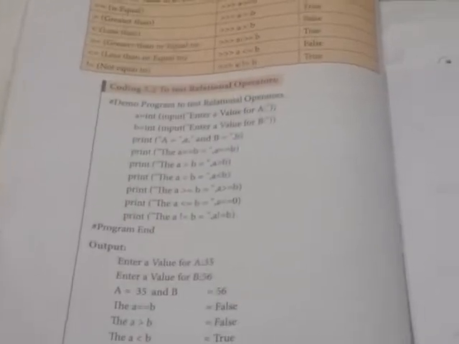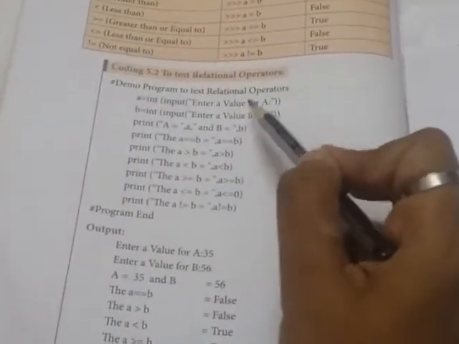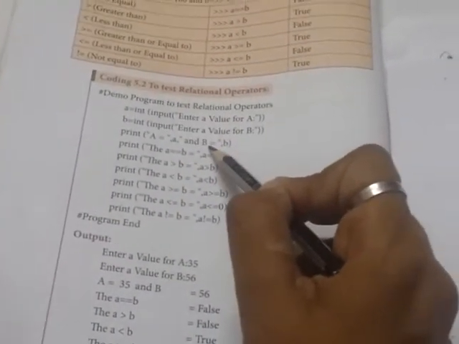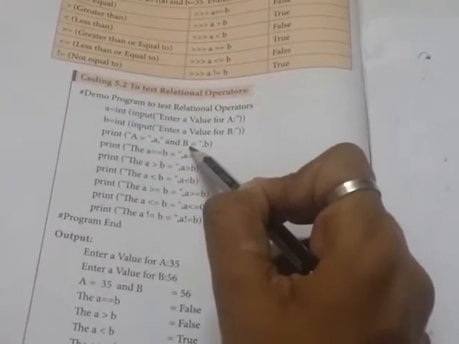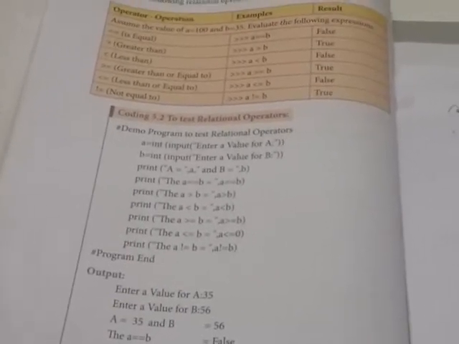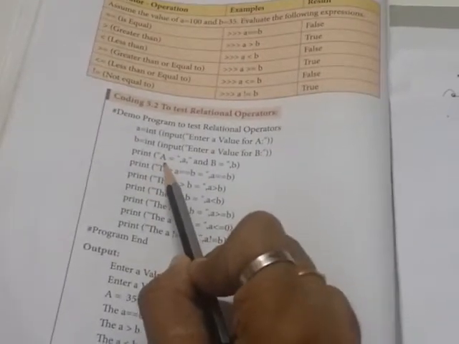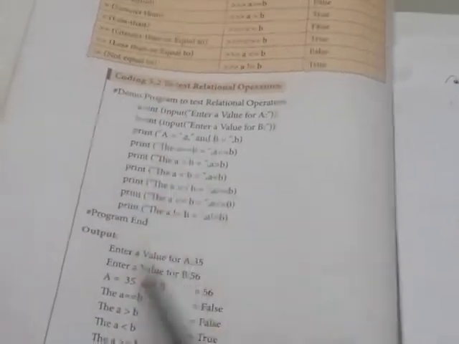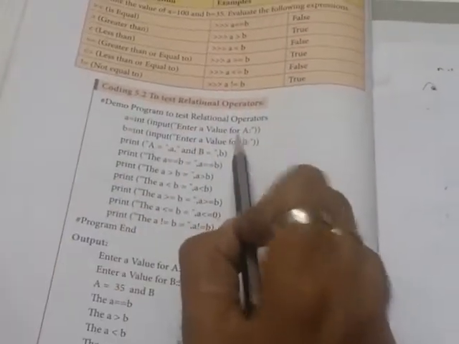So it will take the value as an integer. In the same way, here also we get the value of B as an integer. We are getting the value at runtime, so during the execution of the program we will give the value. The third line is print; whatever is given in double quotation is printed as it is. So the first one is enter a value for A.